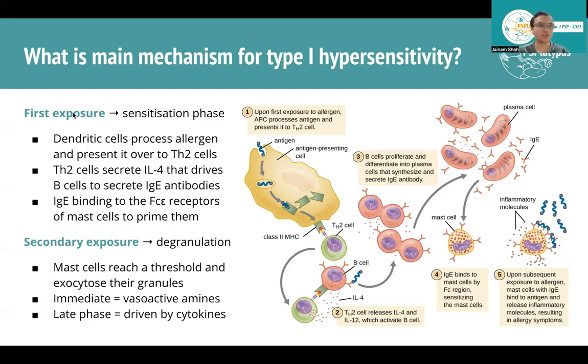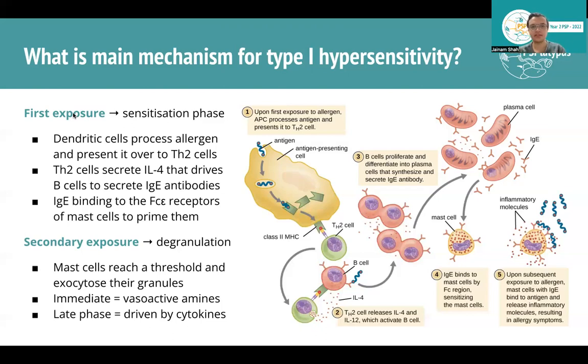So in the secondary exposure, you just have the same sensitizing agent being presented back to the primed mast cells, and they degranulate because now they've recognized it and they're ready to then release all of their proteins that they've been storing inside them. So they get activated, release their granules, and in the immediate phase, they release vasoactive amines. In the late phase, they will be driven mainly by cytokines.